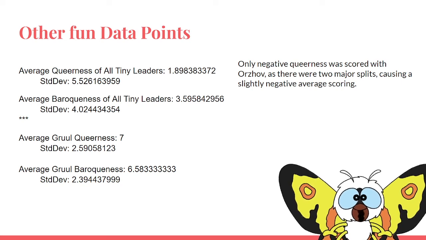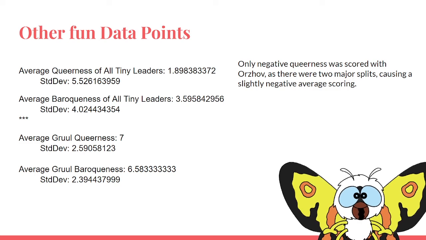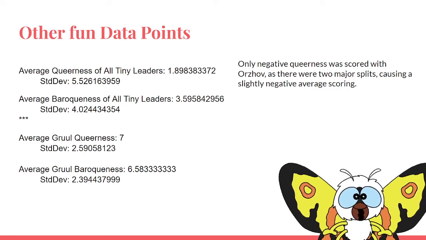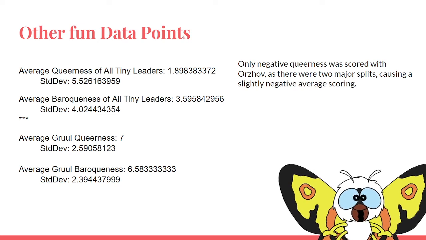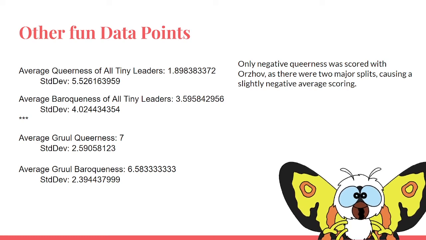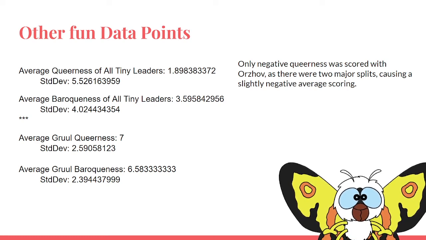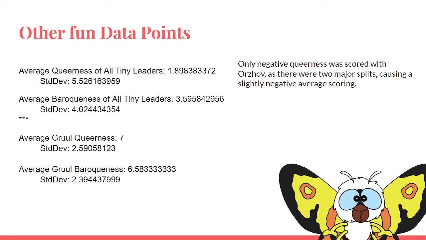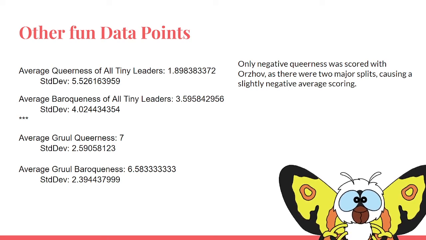However, the most queer coloring pairing was Gruul, with an average of 7 and a standard deviation of 2.59058123. This is very good because this means that the majority of the cards fall between around 4.5 and 9.5. Average Gruul baroqueness was also really high at 6.5833333333, with a standard deviation of 2.3944379999. The standard deviation here is also good because it is quite significantly low compared to the other sets, as well as the other average baroqueness.